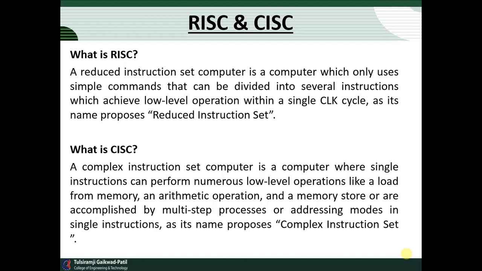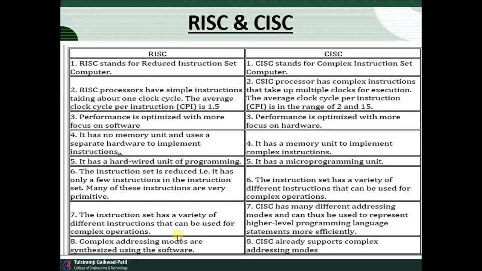Now, the second type we have is called CISC. It stands for complex instruction set computer. A complex instruction set computer is a computer where single instructions can perform numerous low-level operations like load from memory, arithmetic operations, and memory stores, accomplished by multi-step processing or addressing modes in a single instruction. Now, here we are going to differentiate between RISC and CISC.